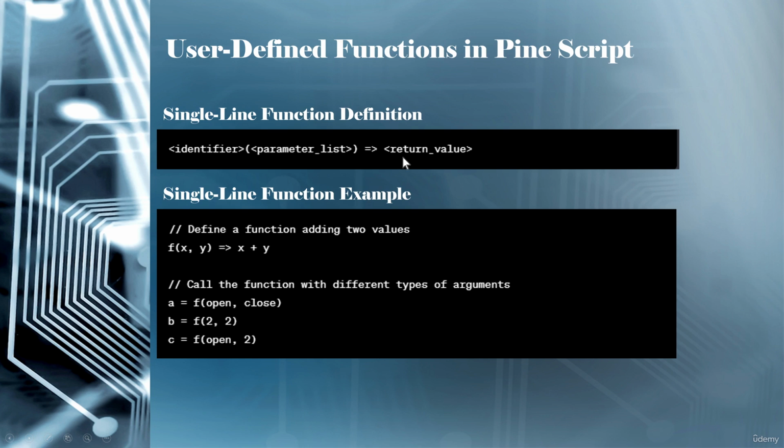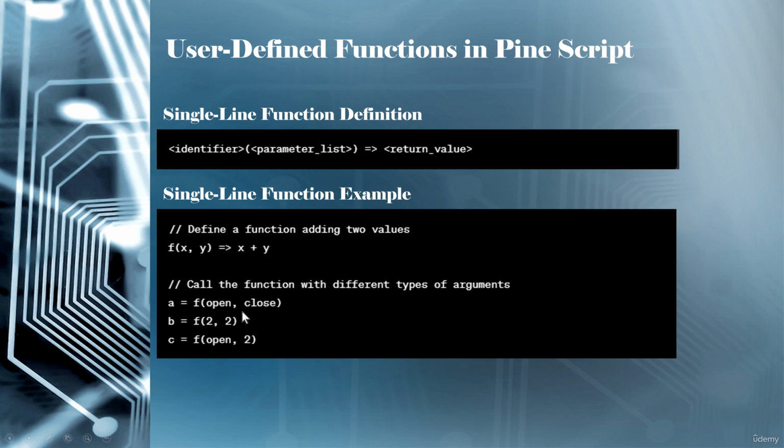So let's review an example of a single-line function. In this case, you see that we defined a function with the name f that has two parameters, x and y, and the content of that function is x plus y. So this function returns x plus y, where x and y are parameters of this function.